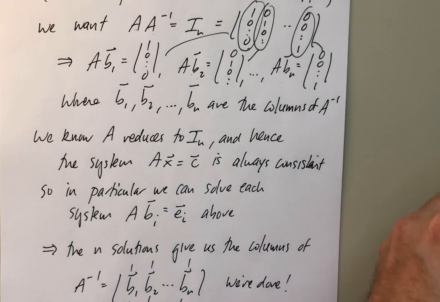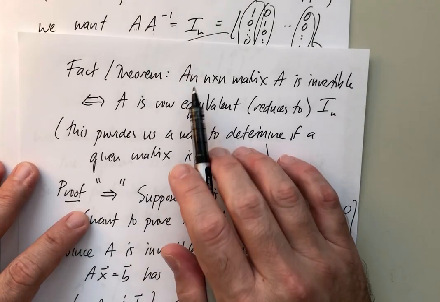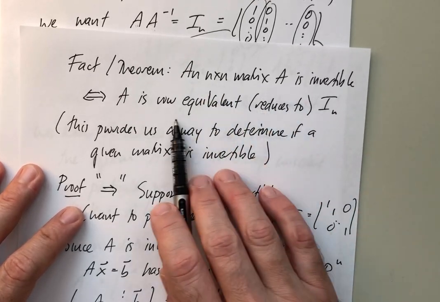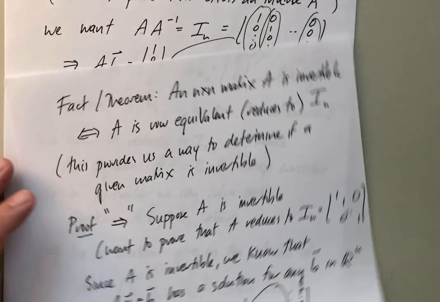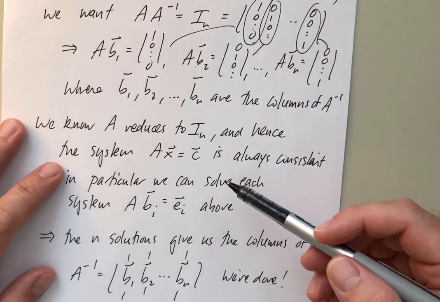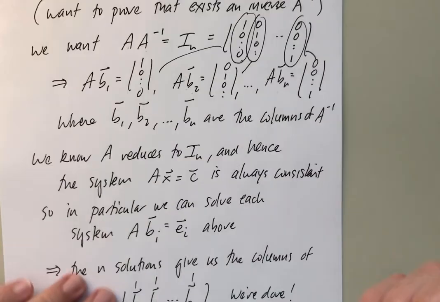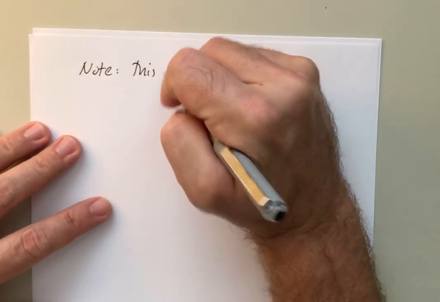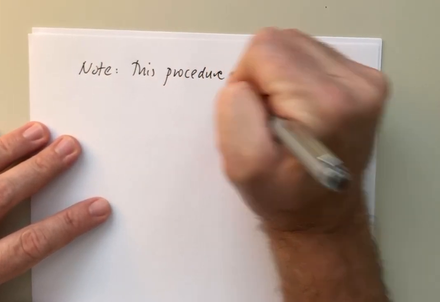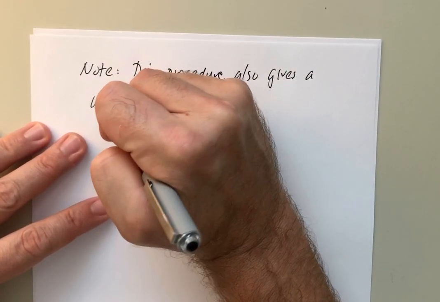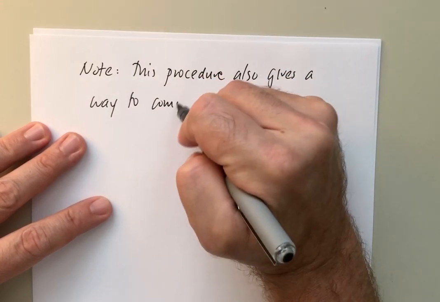And again, let me just go back to the statement here: the idea is that a square matrix being invertible is the same as saying that A is row equivalent to the identity. That's going to be a very useful fact. Let me point out that this whole argument also gives you a way to compute the inverse, and let me just do that with an example. So note, the last thing I'll say here is that this procedure also provides a way to compute A inverse.